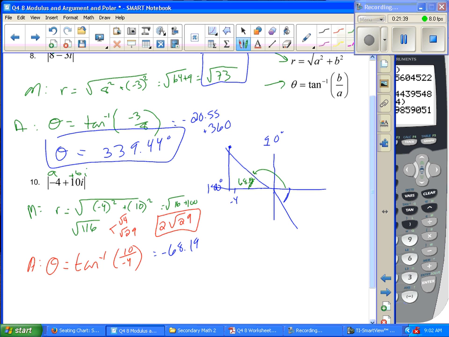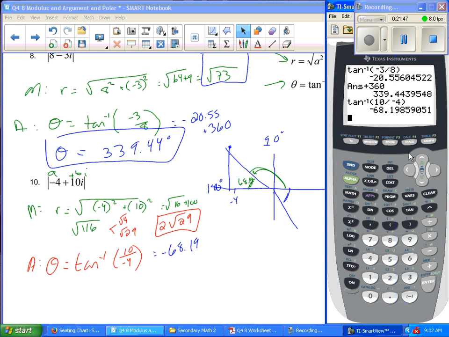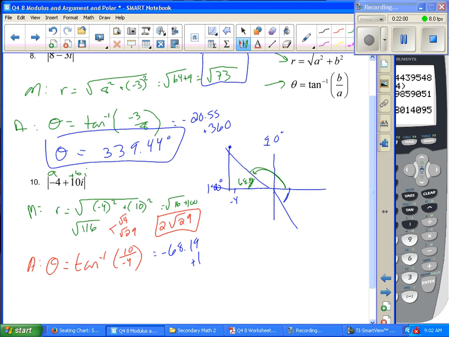So now how can I find the angle from here to here? Yep, subtract that from 180. Since this number is already negative, instead of doing 180 minus this, because then it would turn to a plus, I can just go plus 180. And then I get 111.8. So my argument is then 111.8 degrees.